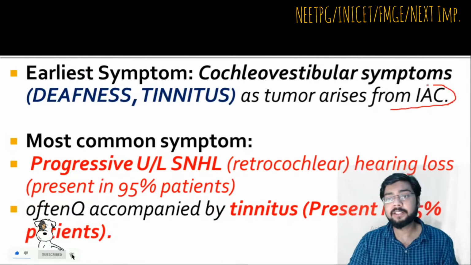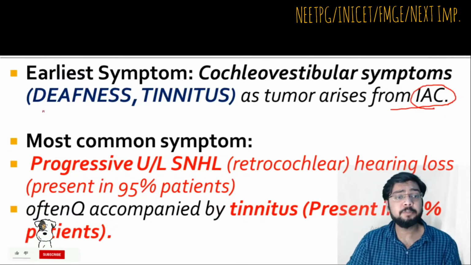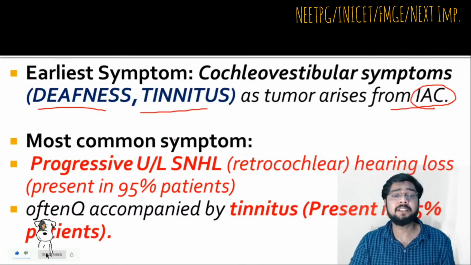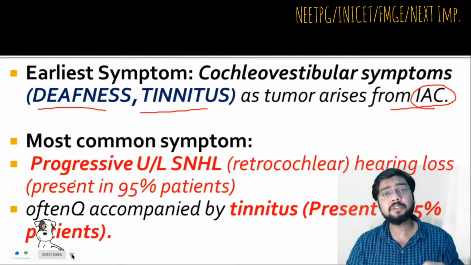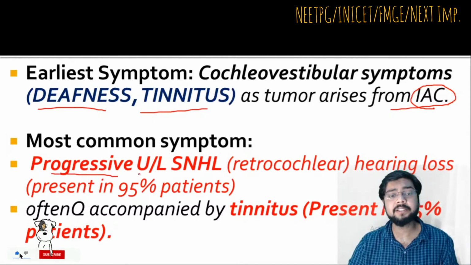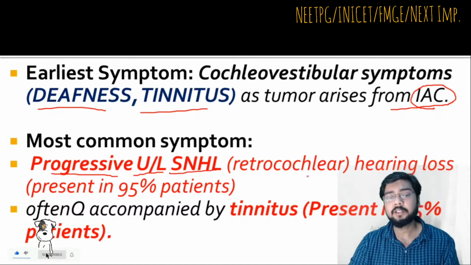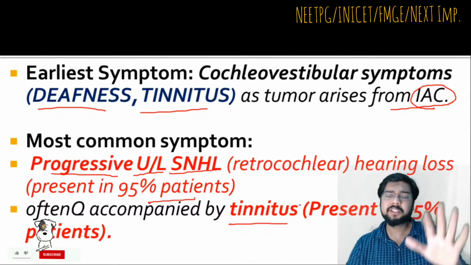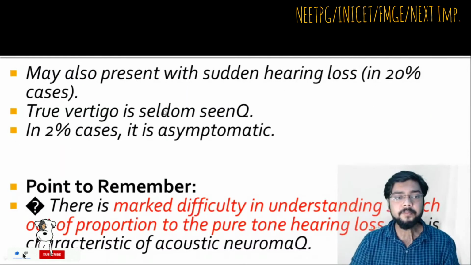So as the tumor is arising from the internal auditory canal, the earliest symptom the patient will present with would be deafness, that is sensorineural deafness, and tinnitus. So what kind of sensorineural deafness will it be? It will be progressive. Why? Because the tumor is also growing. So it will be progressive, unilateral SNHL, right? Presents in 95%. Often accompanied by tinnitus, which is only present in 65% of cases.